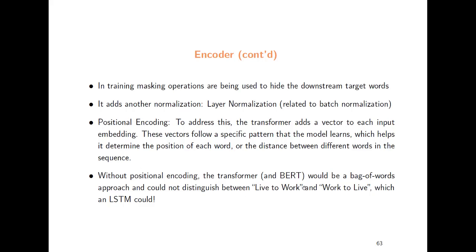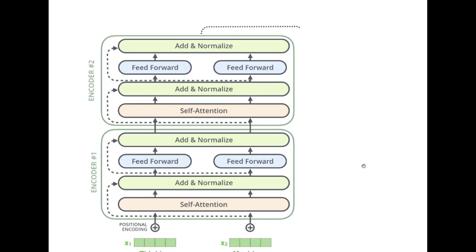For example, BERT, which is not the transformer but also uses self-attention, would not be able to distinguish between "live to work" and "work to live", which have very different meanings, whereas an LSTM would be able to do that because it's a recurrent structure, so it would have different representations here. To introduce that, we also use positional encoding on the encoding side.